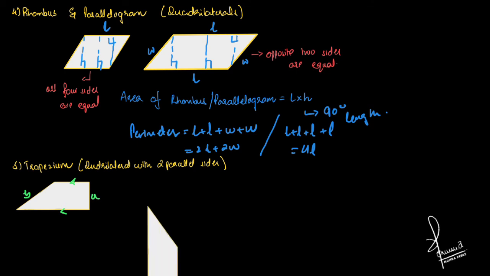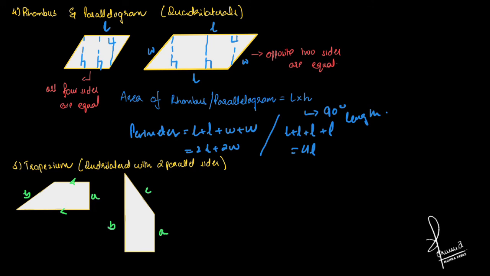Similarly, this can also be a trapezium. So the parallel sides are, let's say this is A, this is B, and the non-parallel sides are C and D. Let's name this trapezium in a similar way. So the parallel sides are A and B, and the other sides are C and D. Now, obviously, like every other shape, the perimeter will equal the sum of all four sides, which means A plus B plus C plus D.